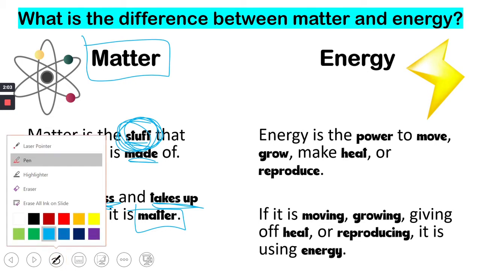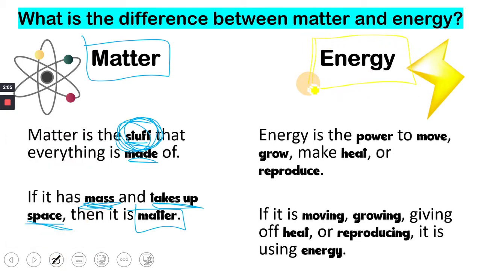The other thing we're going to be talking about this week is energy. And energy is different than matter. Energy doesn't have mass, and energy doesn't take up space. When I talk about energy, I'm talking about the power to move, grow, make heat, or reproduce. We're going to expand our idea of energy later in the school year. And you're probably also tapping into your understanding of energy from fourth grade when you talked about different forms of energy. Right now, I'm talking about the energy in our ecosystem.